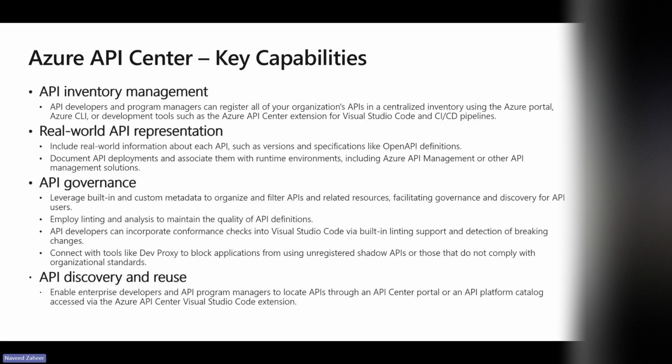What is API governance? You can use linting to have API governance, making sure that it's meeting your organization's compliance and security requirements and things like that. We will look at some of these features in detail in a future session. For example, there's a very interesting feature which allows you to use Dev Proxy to discover shadow APIs. So as I said, we will cover what Dev Proxy is and how you can use it, along with API Center, to discover shadow APIs. That's another thing that we will take a look at probably in a future session.